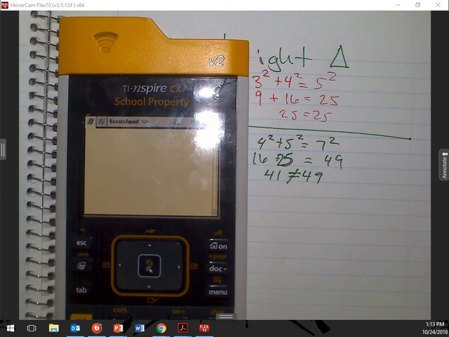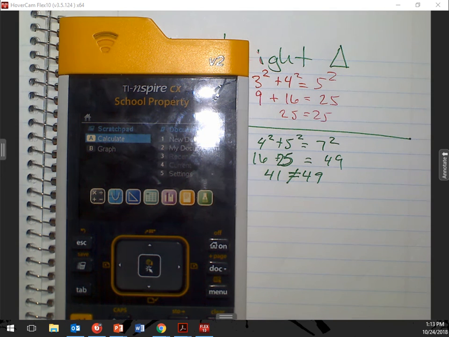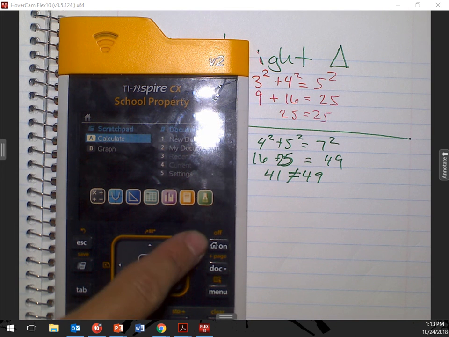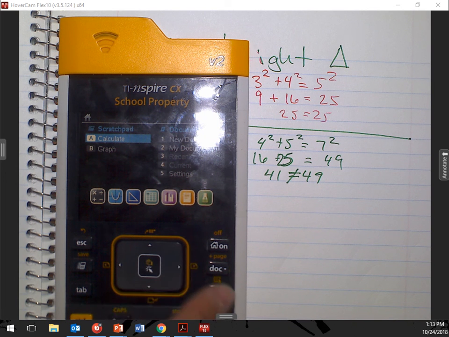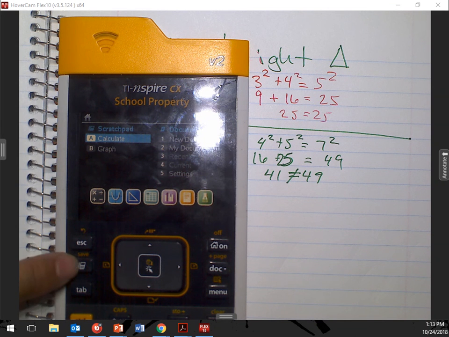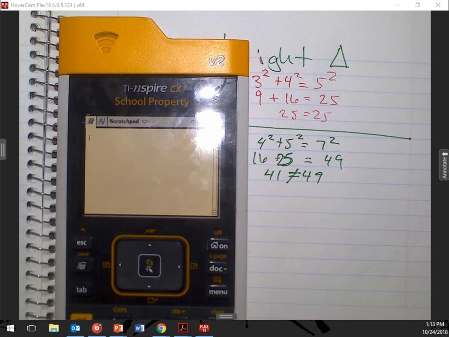So we said 4 squared, right? Now this is where you start. There's a house button, right? I know you guys have a calculator with you right now. All right, so now I'm going to show you how to do the math. This button right here is called the scratch pad. It's right below escape. Hit that one, and it brings me to my scratch pad. That's where I do my math.